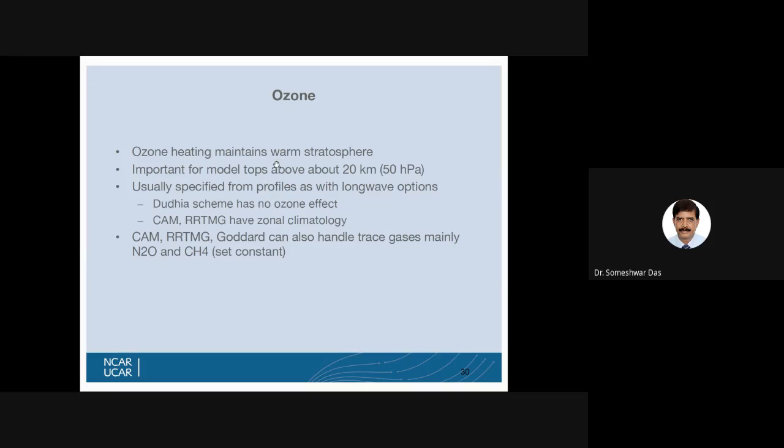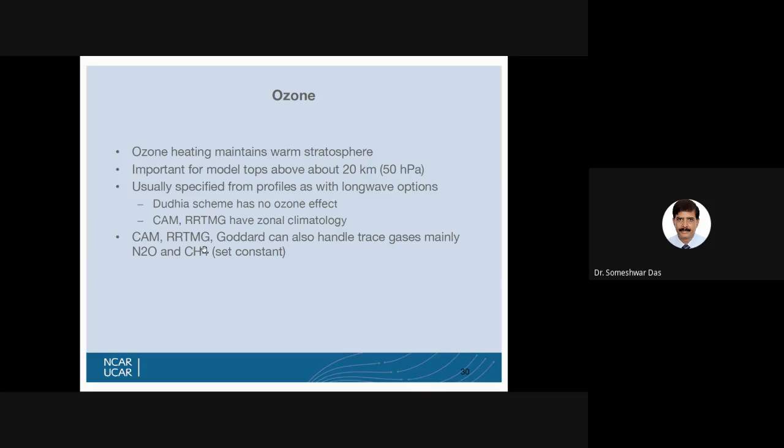Then ozone. Ozone heating maintains a warm stratosphere. It warms the stratosphere because of the absorption. It is important for model tops above 20 kilometers, 50 millibar. If your model top is above 20 kilometers, it is very important to have proper ozone in your model. It is usually specified from profiles, with a few options. The Dudhia scheme has no ozone effect, as we mentioned earlier. CAM and RRTMG have zonal climatology, that means it is fixed zonally on a given latitude. The distribution of ozone is the same everywhere. Zonal climatology.